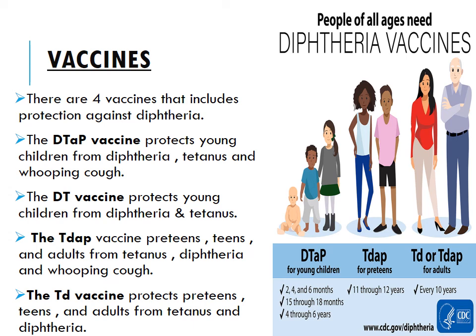Vaccines. There are four vaccines that include protection against diphtheria. The DTaP vaccine protects young children from diphtheria, tetanus, and whooping cough. The DT vaccine protects young children from diphtheria and tetanus. The Tdap vaccine protects preteens, teens, and adults from tetanus, diphtheria, and whooping cough. The Td vaccine protects preteens, teens, and adults from tetanus and diphtheria.